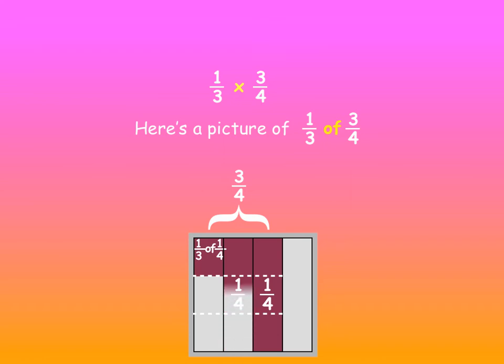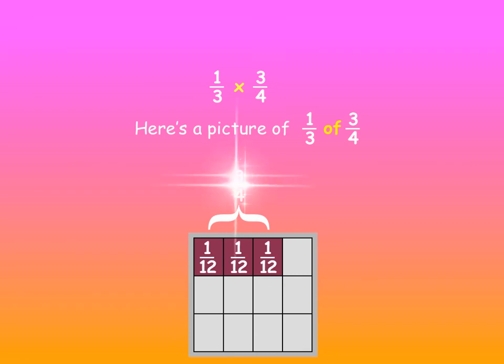We'll do the same with the next 1/4. It is also 1/3 of 1/4. And we'll do it again. That is now 1/3 of 1/4. Let's draw the extra lines in and count all the parts. What do we have here? 1/12, 1/12, 1/12. Looks like 3/12.